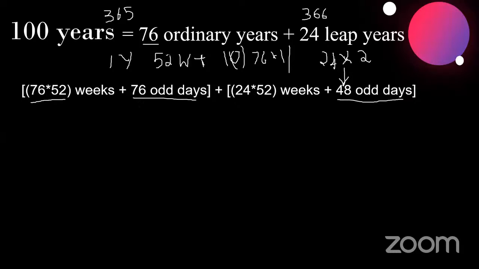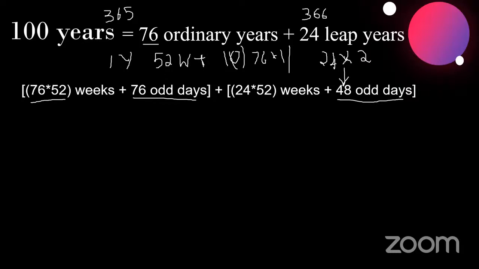It will be multiplied by 1. 1 odd day is there, right? In 1 year there is 1 odd day, right? So that 1 odd day is multiplied with 76. So directly, that is why I have put it directly. Okay? 76 odd days. Now is it understood? How 76 odd days? That is 76 years, so I have put 76 odd days.